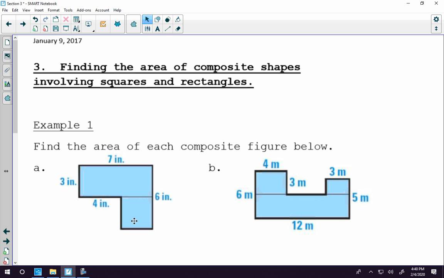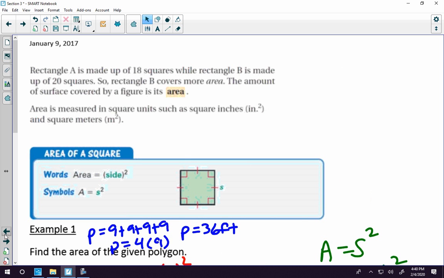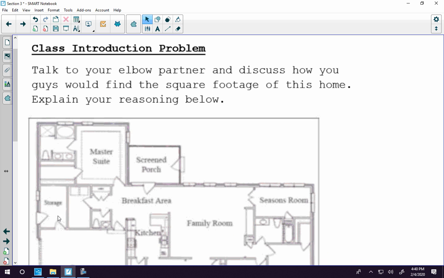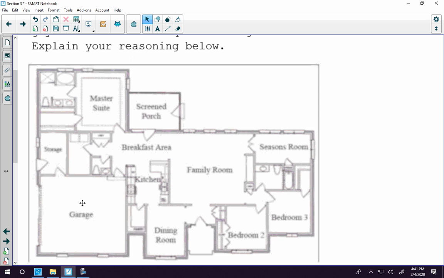Okay, third objective. How do we find the area of a composite shape involving squares and rectangles? Why would we want to do that? Well, if we had time to go back to the class opener, what we're talking about here is if this is the floor plan of your home, maybe you want to find the square footage using different area equations to find the square footage of all your bedrooms, your family room, all these rooms that you see.